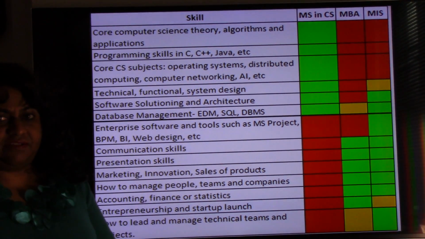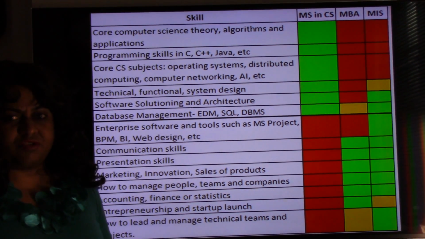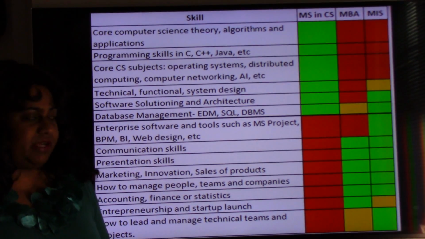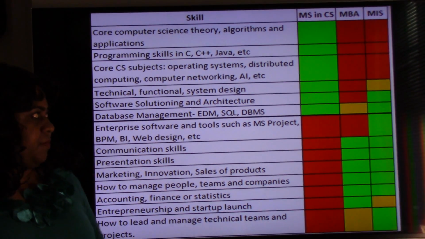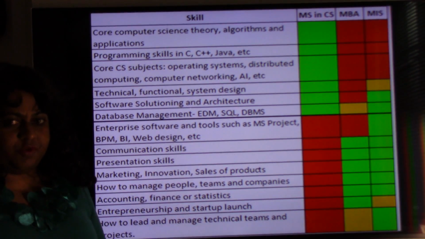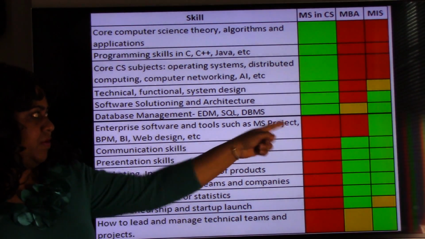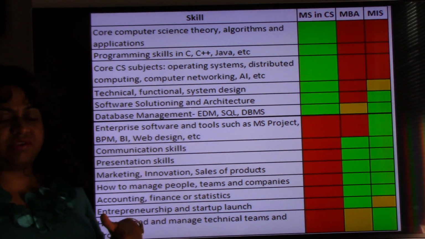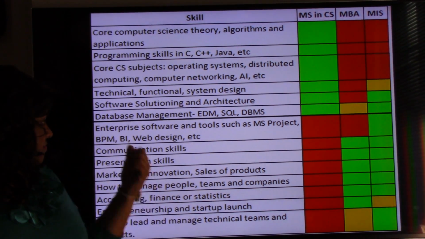In an MBA, you can take an elective to learn MS Project. Like in my MBA, I took a course on project management and I learned how to use MS Project. And you could take a course in business intelligence. But these are primarily MIS courses. So if you want to learn this kind of enterprise level software, your best bet would be to do an MIS. And in an MS in computer science, you may not really study much about enterprise level software.